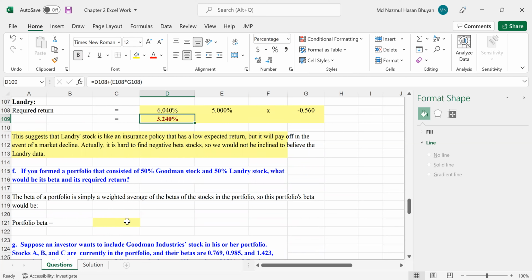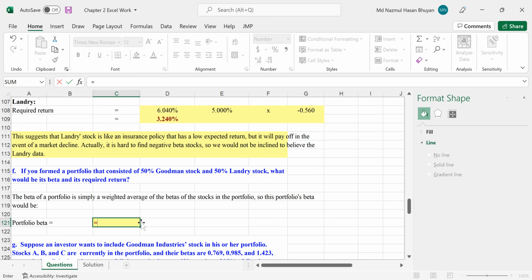All right. Now let us calculate portfolio beta. So here our assumption is we are going to invest 50% of our portfolio in Goodman stock, whereas we're going to invest 50% of our portfolio value in Landry stock. So based on the assumption, our portfolio beta should be the weighted average of the individual stock beta. And here the weight should be equivalent to the percentage of our portfolio value invested in a particular stock.